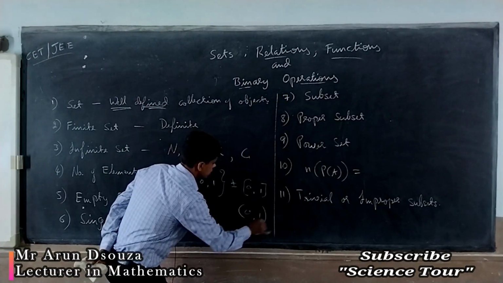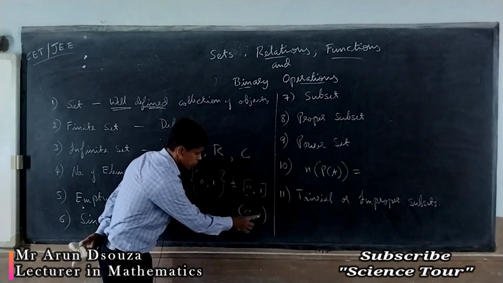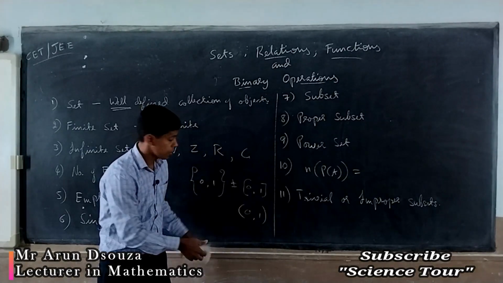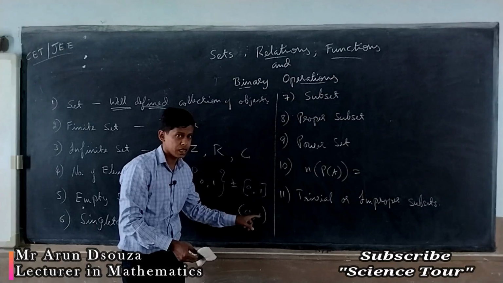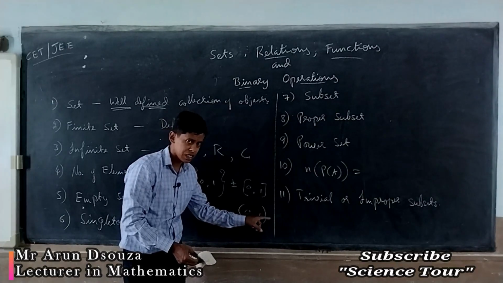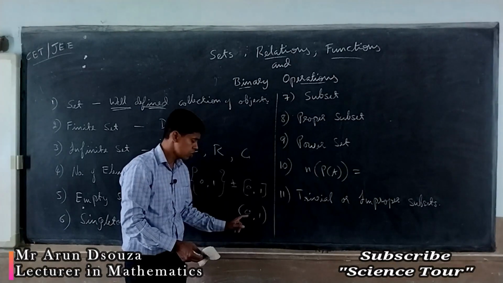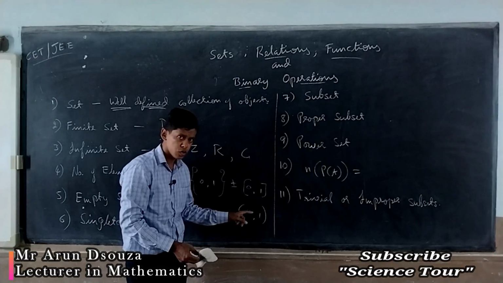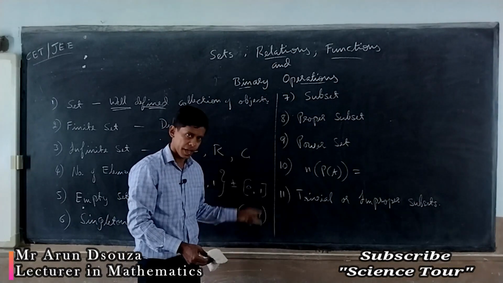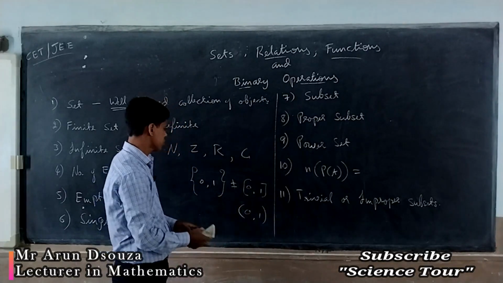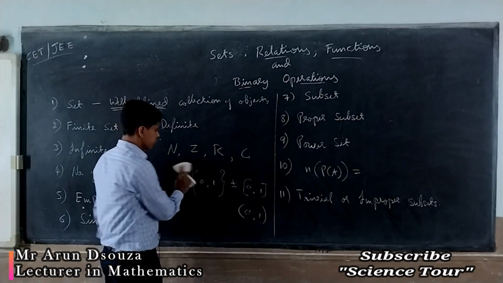If you write like this, 0 is not included, 1 is also not included. But you have 0.9, 0.99, 0.999, 0.99999, everything is there. Here you don't have 0, but 0.000001 is there. Again, you can add as many zeros as you want. I hope you understood the difference.